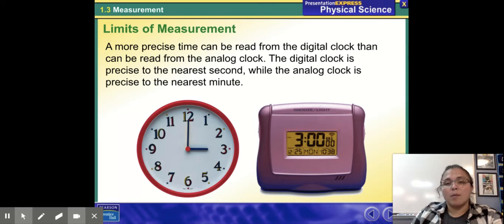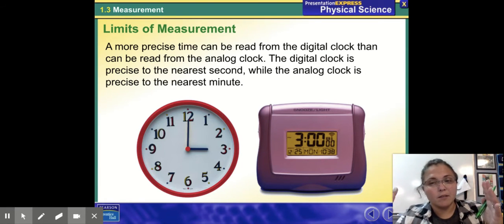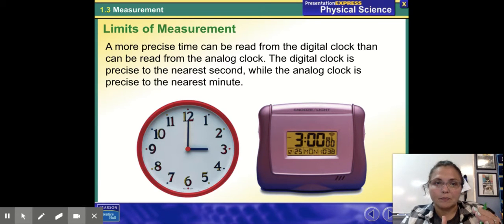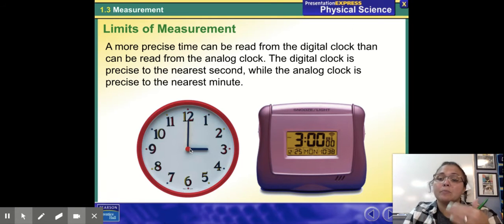When I talk about precision, I usually say think about how many decimal places it goes to, or how small of a unit it goes to. So a more precise time can be read from this digital clock because it goes down to the second than it can from this analog clock, which measures to the nearest minute. So the smaller unit will get you a more precise measurement.